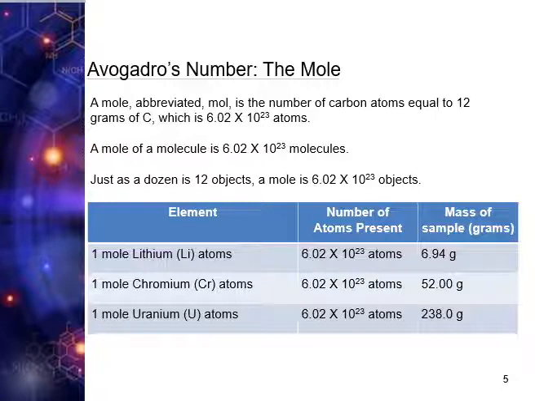A mole of lithium atoms has 6.02 times 10 to the 23rd atoms, and the mass is 6.94 grams. A mole of chromium atoms is 6.02 times 10 to the 23rd atoms. The mass of a mole of chromium atoms is 52.00 grams. A mole of uranium atoms is 6.02 times 10 to the 23rd atoms. The mass of a mole of uranium atoms is 238.0 grams.